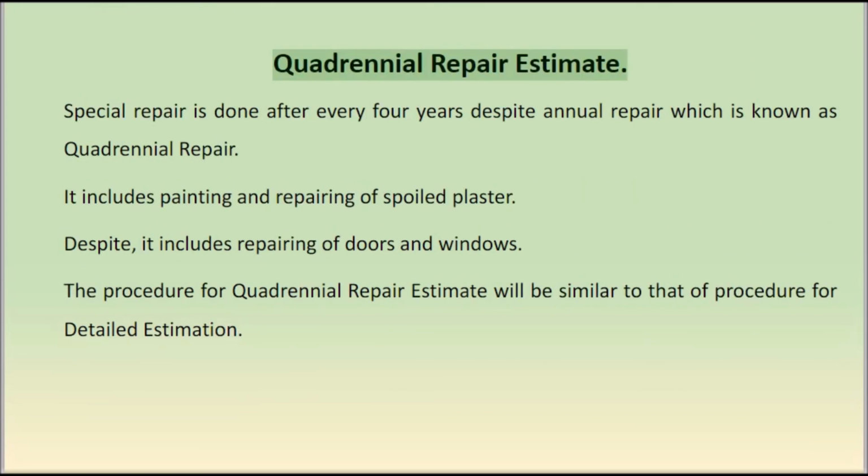Quadrennial repair estimate. Special repair is done every 4 years despite annual repair, which is known as quadrennial repair. It includes painting and repairing of spoiled plaster. Besides, it includes repairing of doors and windows. The procedure for a quadrennial repair estimate will be similar to that of a detailed estimate.